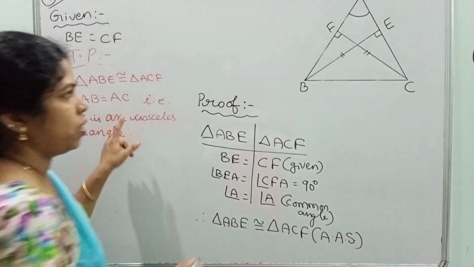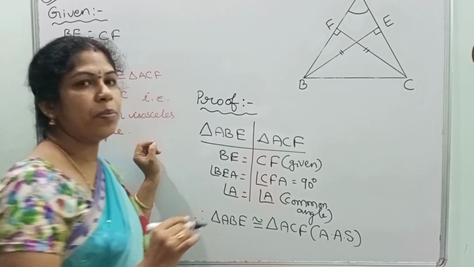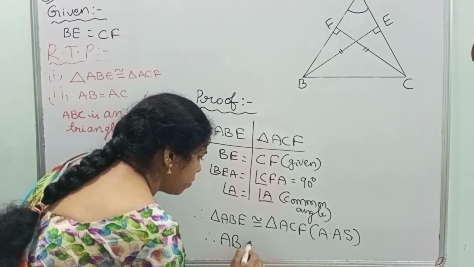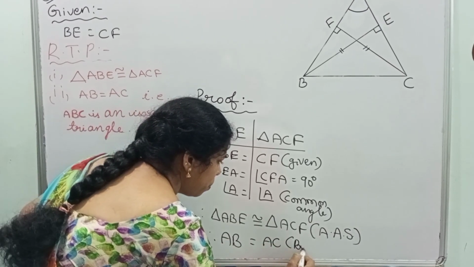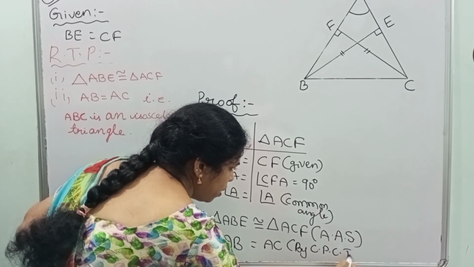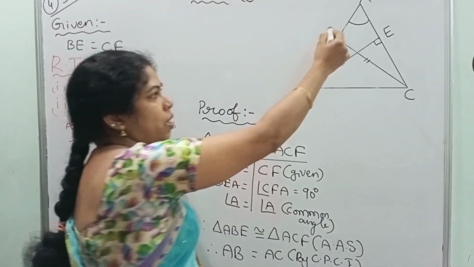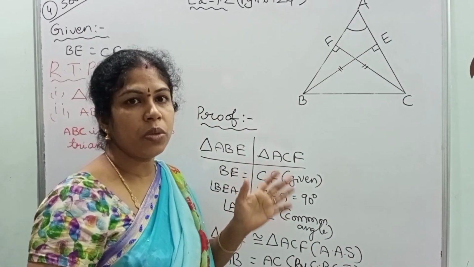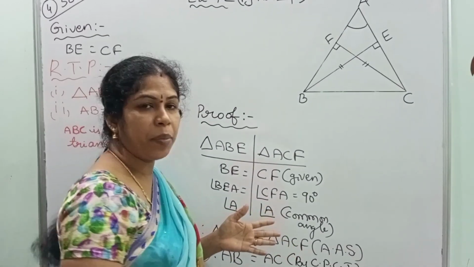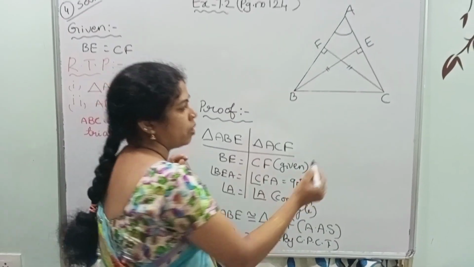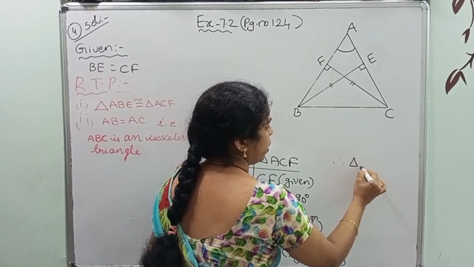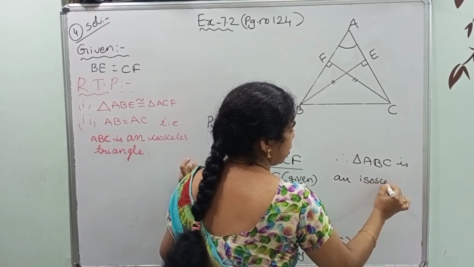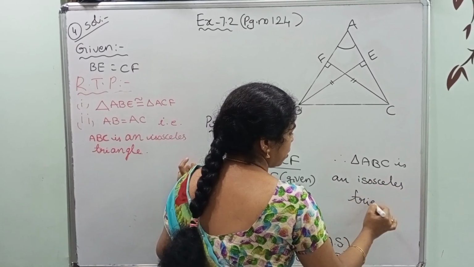Then AB equal to AC. AB and AC are the corresponding parts of the congruent triangles. Therefore, AB is equal to AC by CPCT. In triangle ABC, since we have AB is equal to AC, that is two sides are equal in a triangle, it can be called as an isosceles triangle. Therefore, triangle ABC is an isosceles triangle.